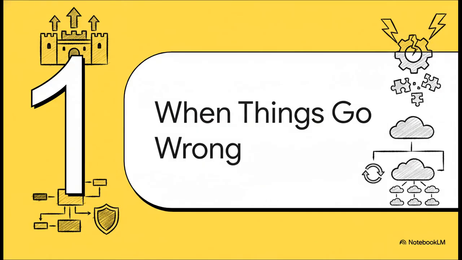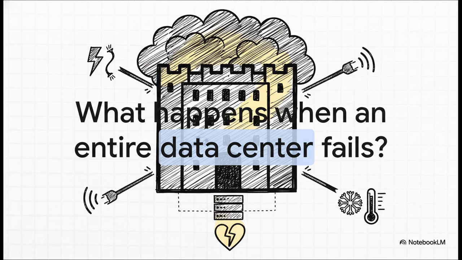So let's set the stage a little bit. We all love to design and build for the happy path, right? For when everything's working perfectly. But the real mark of a rock-solid system, that's planning for when things inevitably go wrong. And let's just ask the big, scary question right out of the gate.